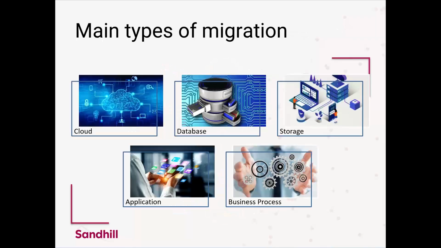When we're talking about the main types of migration, obviously there's a lot of noise in the industry about cloud migration. That involves moving your data, your applications, or other business elements into a cloud environment. This could involve moving from an on-premises data center to the cloud, or from one cloud environment to another, or a hybrid combination of the two.